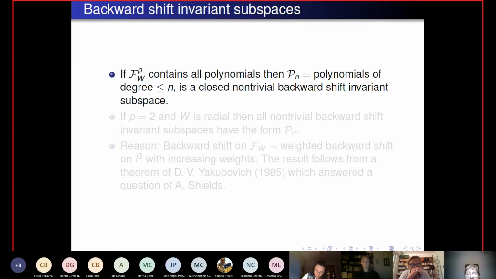Of course, if you have such a weight, like a radial weight, then you have all the polynomials in your space. And polynomials of degree less than or equal to n, certainly if you perform a divided difference, then you decrease the degree by 1. So this will be invariant for the backward shift, right? So these divided differences in the definition will be polynomials of degree 1 less.